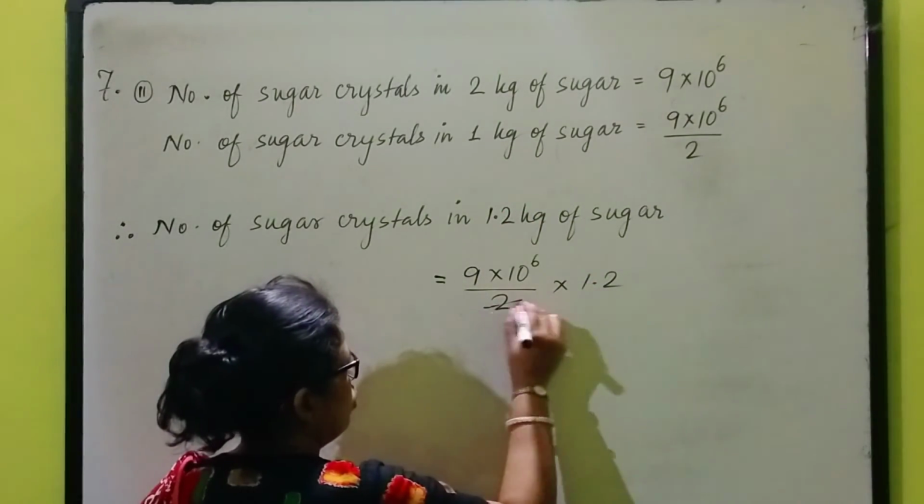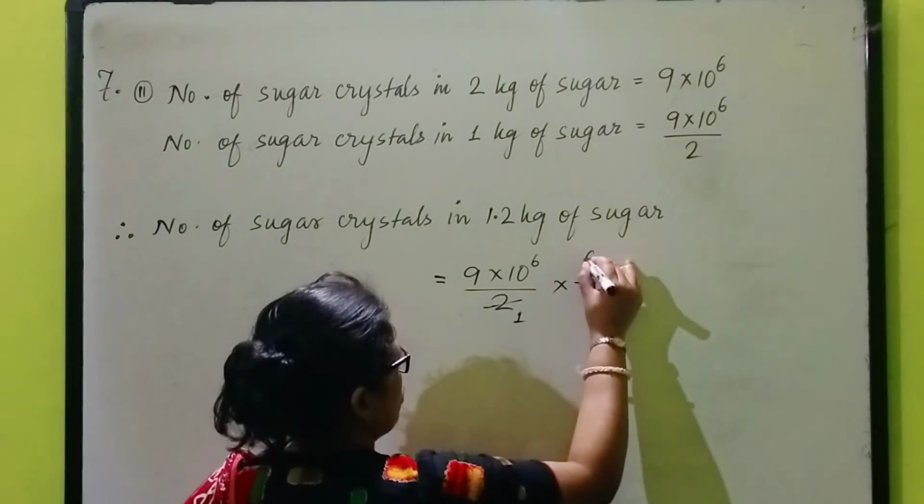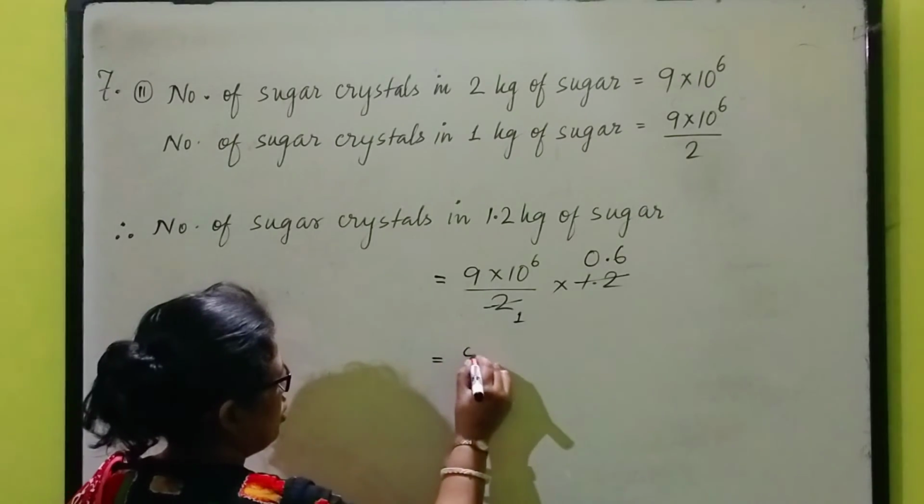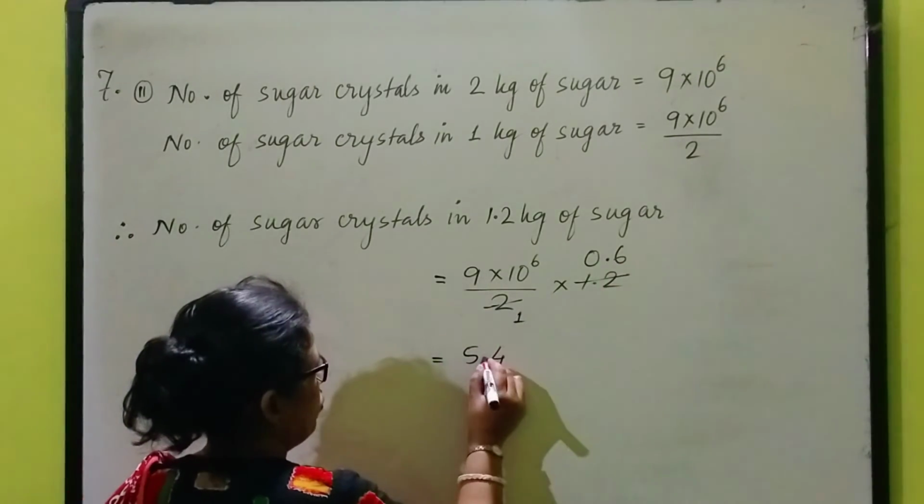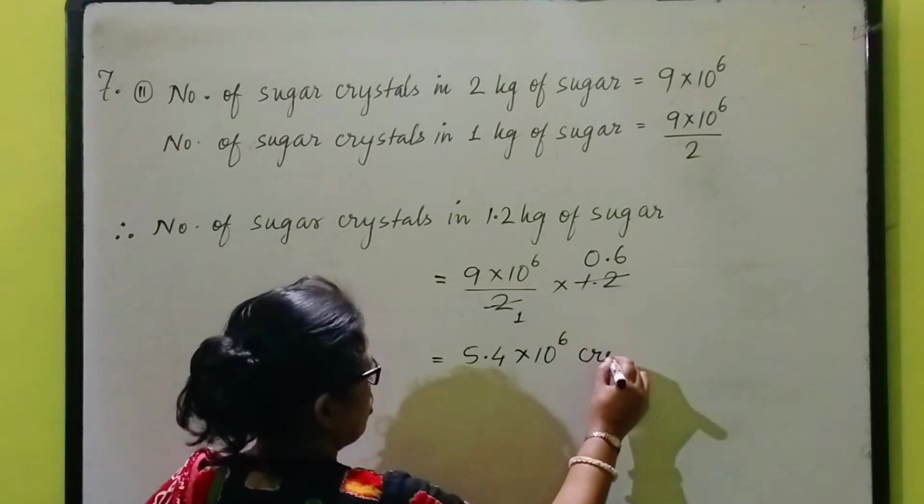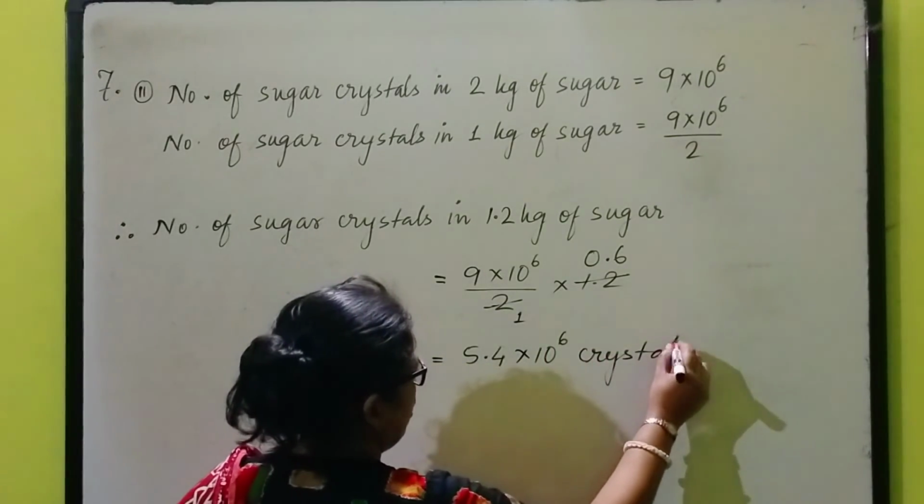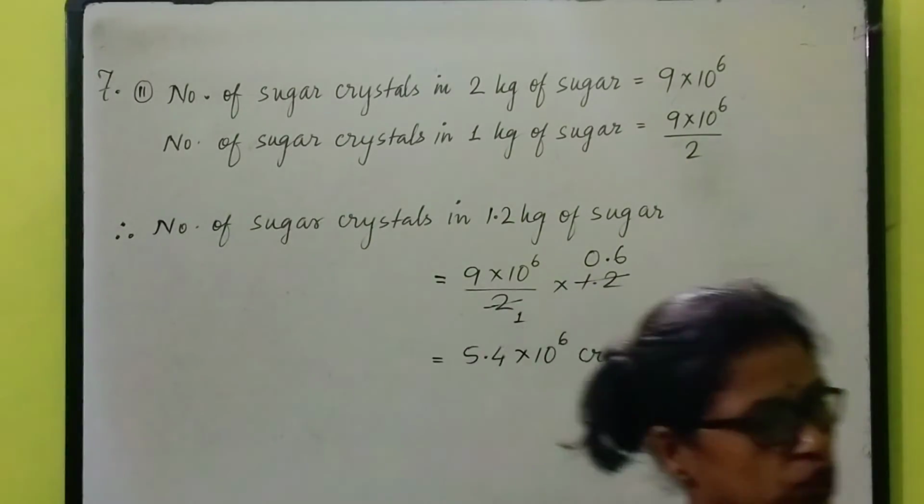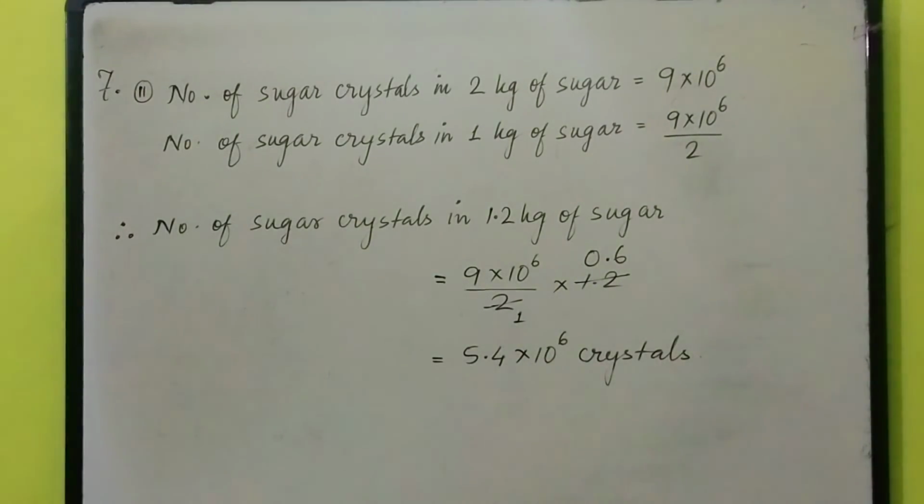Now 2 1s are 2, okay, 2 6s are 12. Now 6 9s are 54. One place of decimal here, into 10 to the power 6 crystals. So this is the number of crystals in your 1.2 kg of sugar. Understood, my dear students? Have you got it? All of you clear? Okay. Let me go to another question. Clear? Okay.